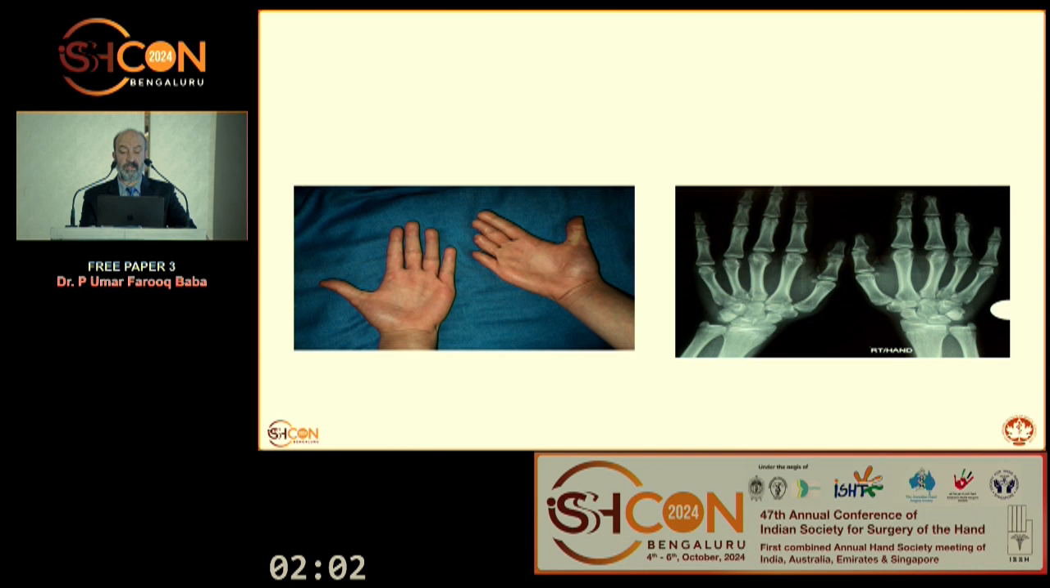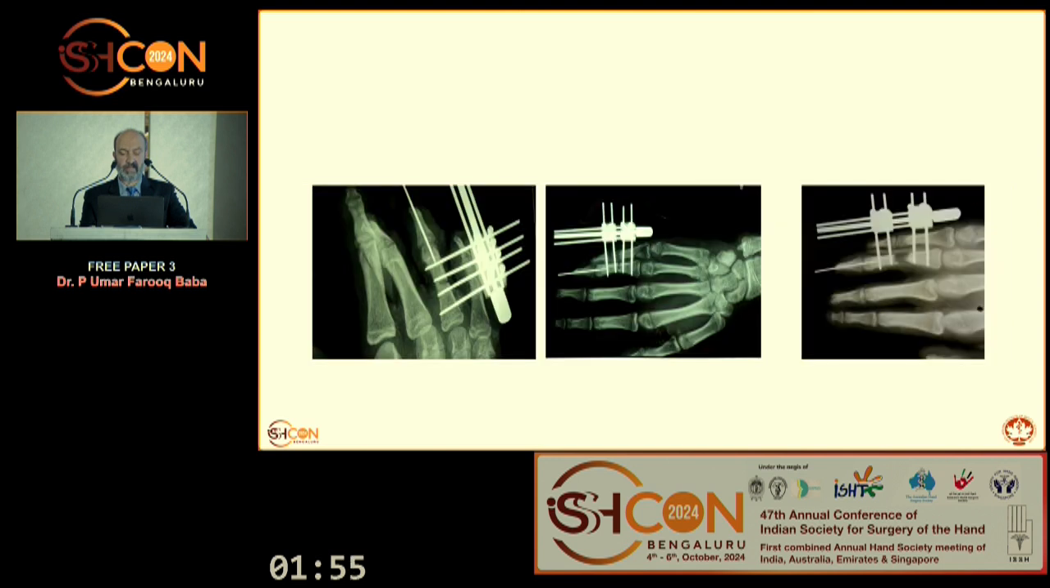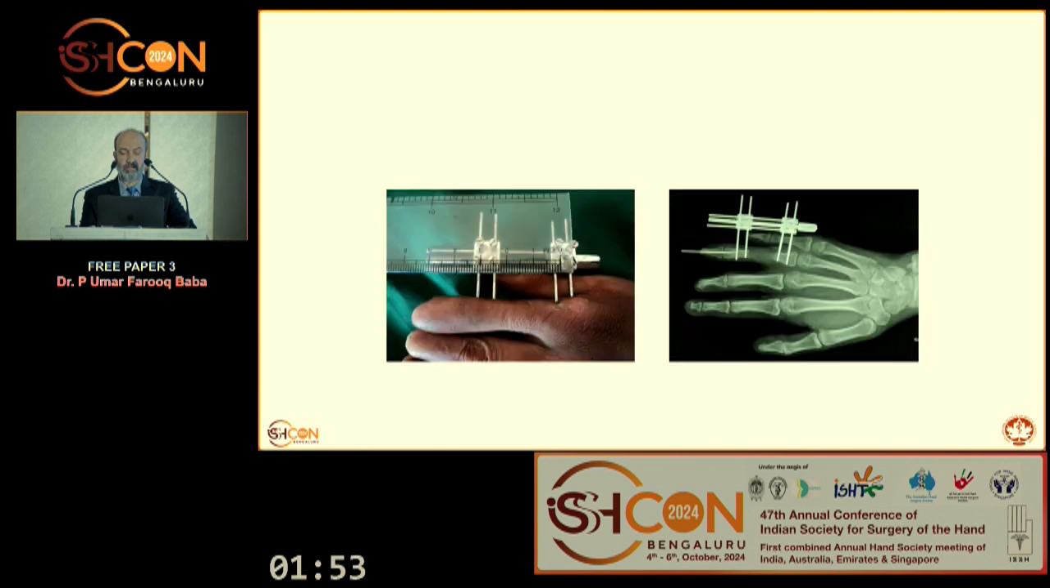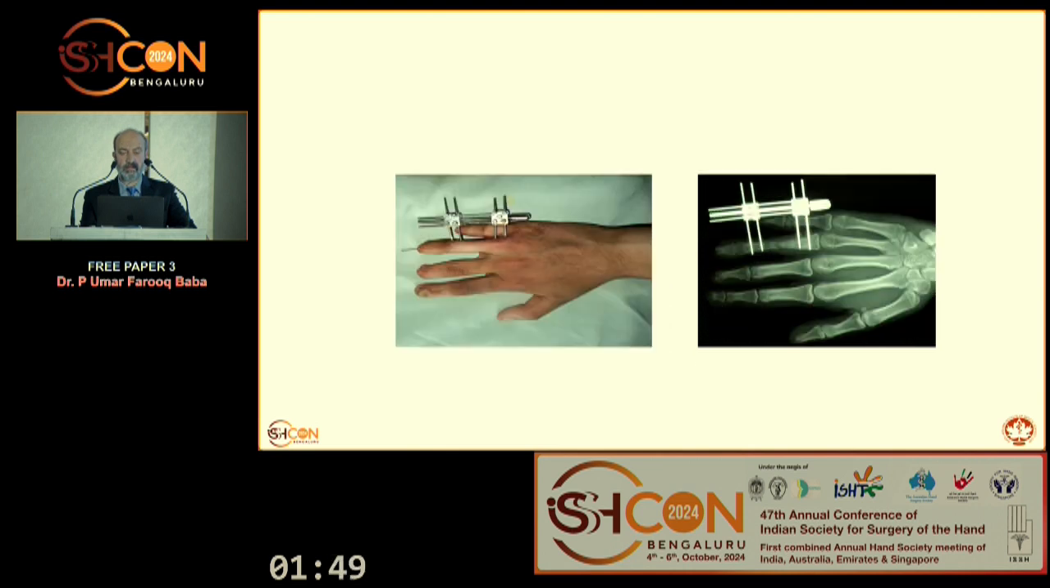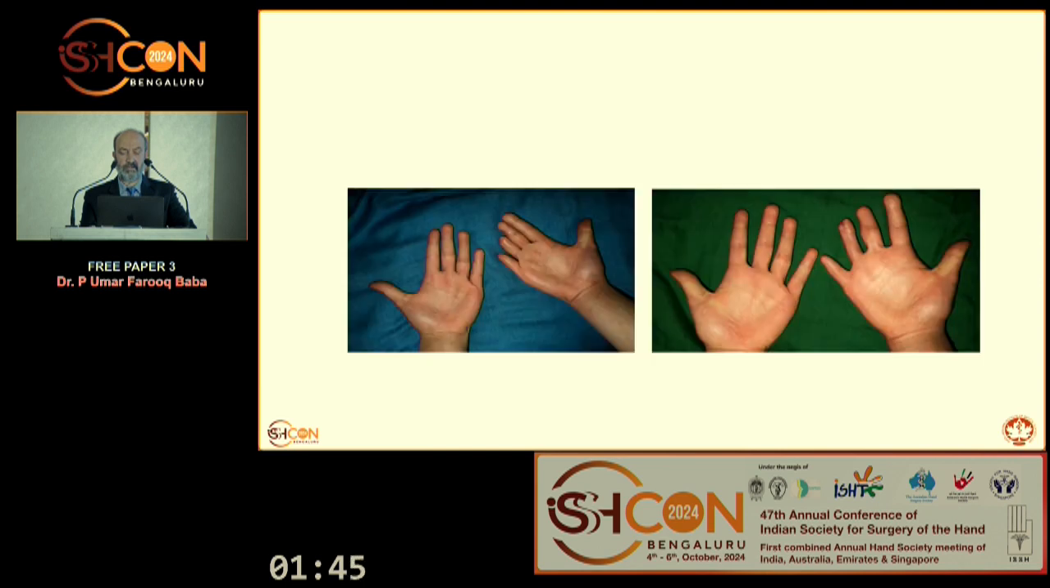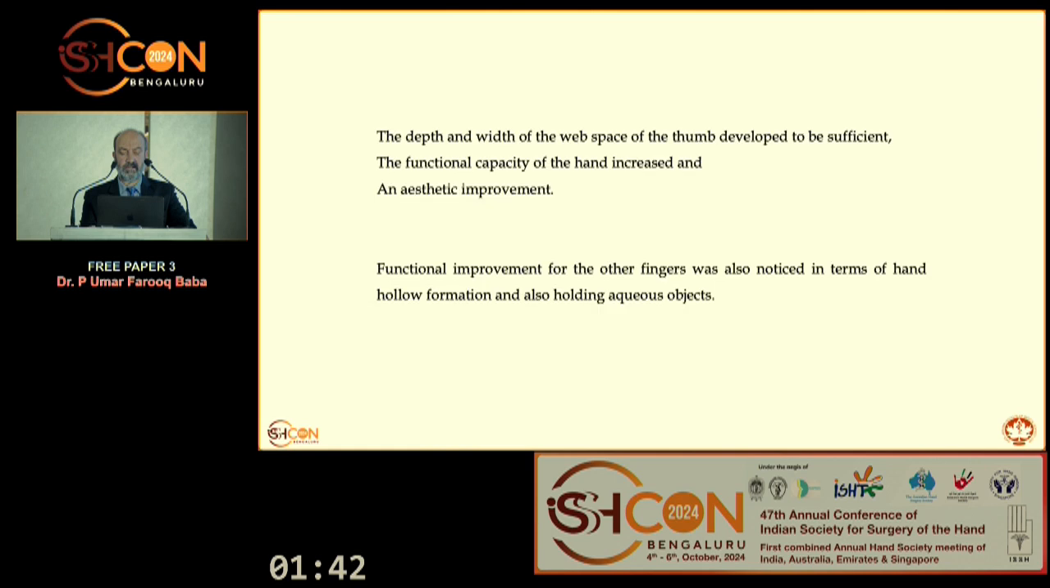This is another patient with loss of half of the middle phalanx and the distal phalanx of the ring finger. Again, the same thing. There is an increase of 22 mm in length. This is the consolidated bone. And this is the final result. With the increase in length, the depth as well as the width of the first web space is improved, and the functional capacity of the hand is increased, as well as the aesthetic improvement.